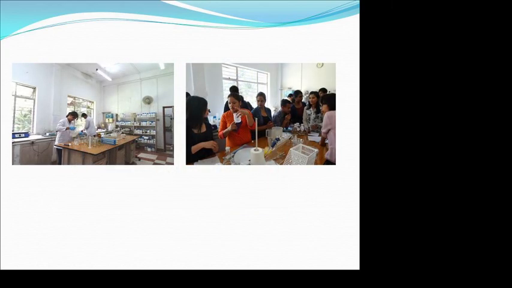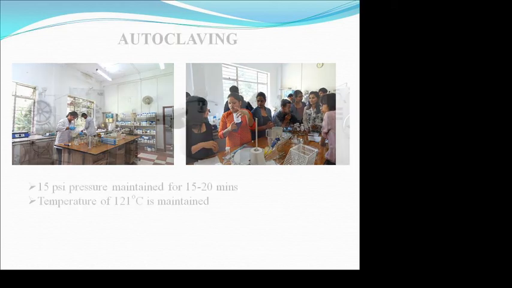Coming to the media preparation room, here you can see two pictures. In the one towards your left, you can see two research scholars, rather I should say two students. They are preparing the medium, in this case MS medium. In the picture on the right, you can see a girl who is training the students on the importance of MS medium and how to prepare it.